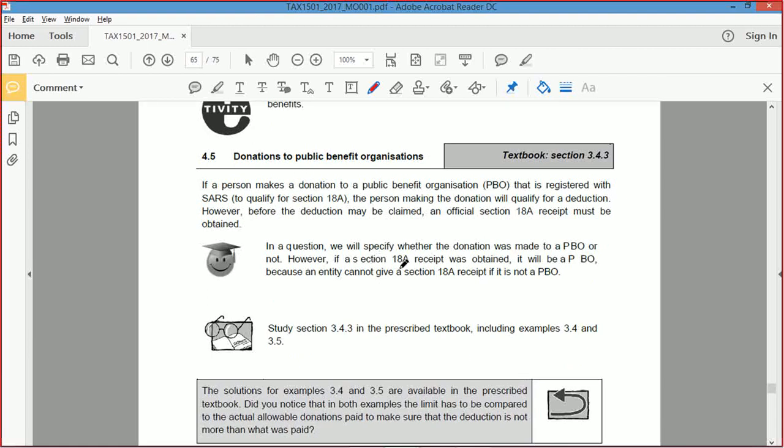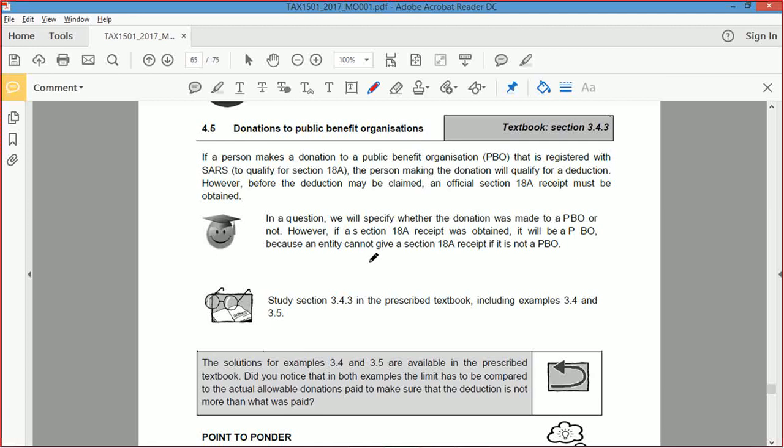Next bit. Donations to a public benefit organization. What does that mean? It's for the public's benefit. Yes, charity, like your SPCA. If you're contributing money towards the SPCA, as long as that organization is registered with SARS, you'll be able to claim a Section 18A donation allowance.